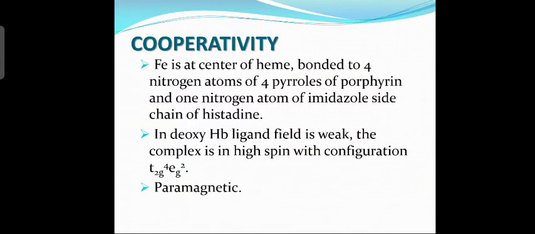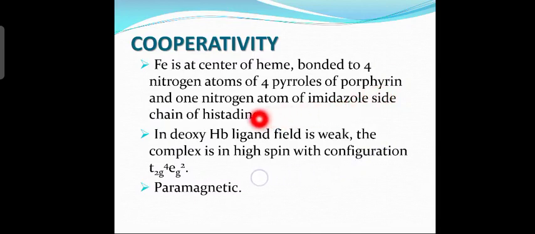Next slide. Cooperativity. Now let us study what is cooperativity. You know that iron is present at the center of the heme. You have already learned the structures of heme, hemoglobin, myoglobin. Iron is present at the center of heme, and it will be bonded to 4 nitrogen atoms of the 4 pyrroles of the porphyrin ring.